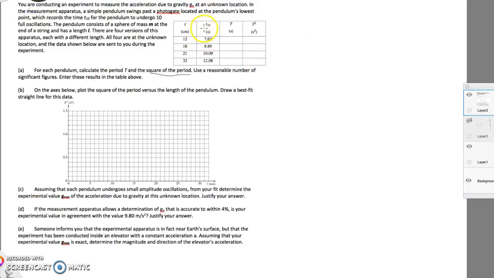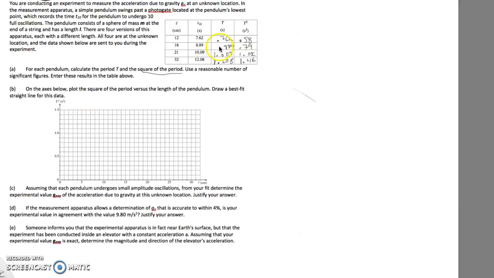The way that we get the period is by taking the time for 10 oscillations and dividing it by 10. So T here would be 0.762. Okay, so we filled out the table, and actually I checked, you can get 4 points for this question, for filling out this table correctly. I mean, those are really free points.